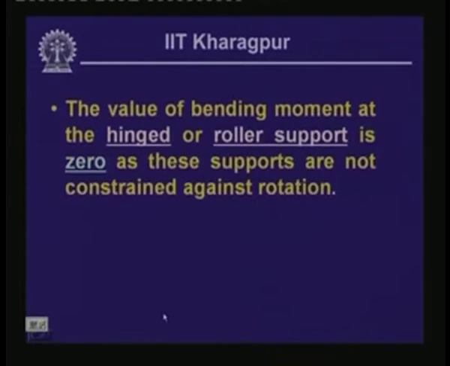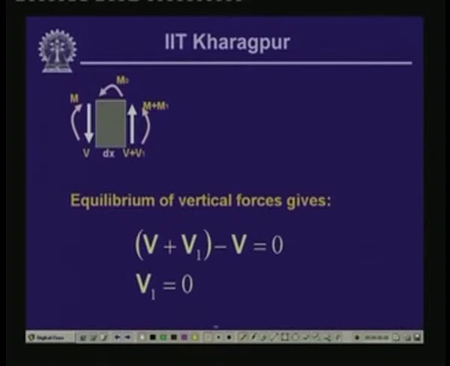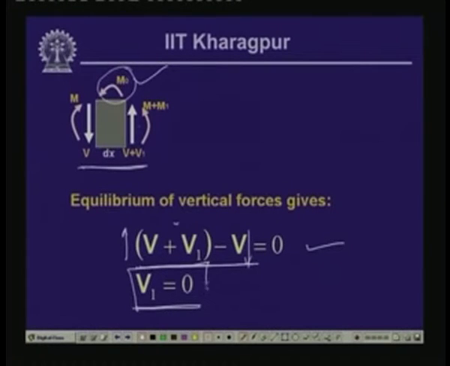To answer that question, let us look into this particular diagram once again: a segment of the beam of length dx is subjected to a concentrated moment M0, and these are the values of the shear force and bending moment on either side of the section. Now, if we take the equilibrium of the vertical forces, we have this expression: V plus V1, which is acting upward, minus V, which is acting downward, equals 0. So, this gives us V1 equals 0. That means, in a beam at a point where there is a concentrated moment, it does not affect the shear force. So, there will not be any change in the shear force level when you plot the shear force diagram. Wherever you have the concentrated moment, it does not affect the shear force diagram.